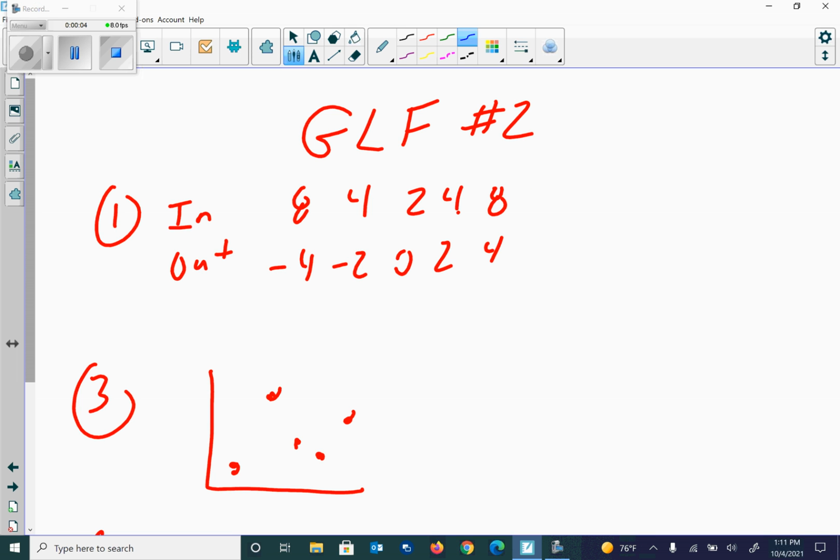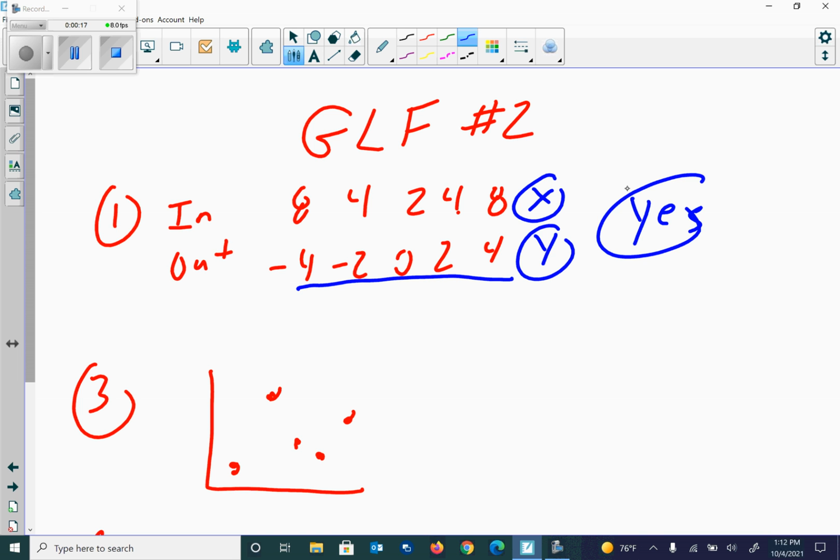So input output, input are x values, output are y values. So we're trying to determine if our relation is a function. Remember the y values can't repeat. None of those repeat, so yes, this is a function. Number 3, if we draw a vertical line through any of these dots, doesn't really matter what they are, as long as it doesn't touch twice, so yes, number 3 is a function.